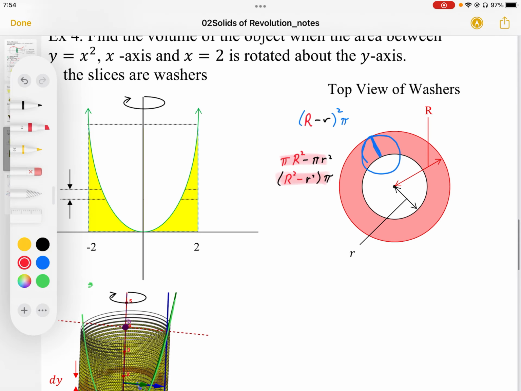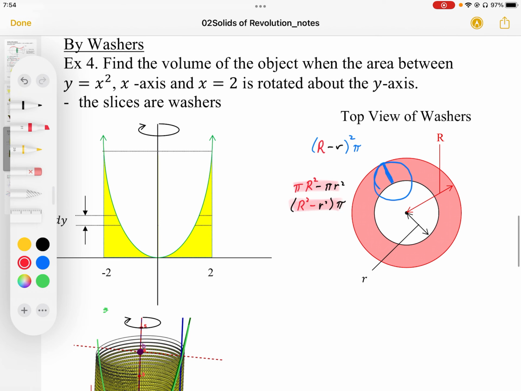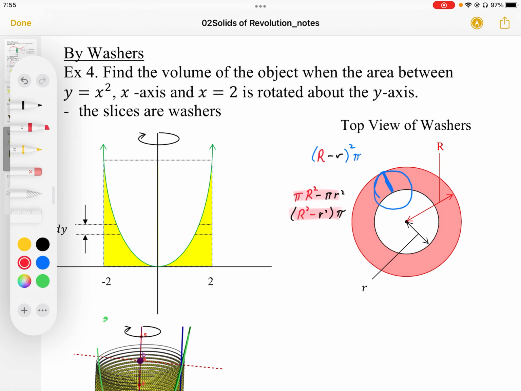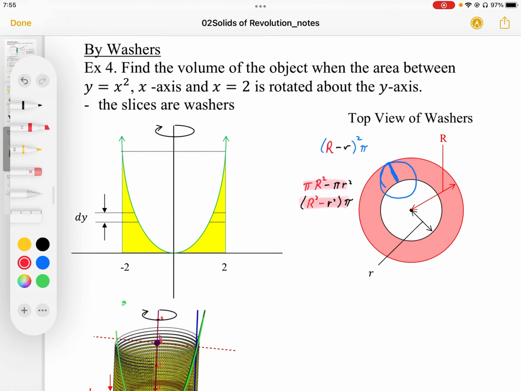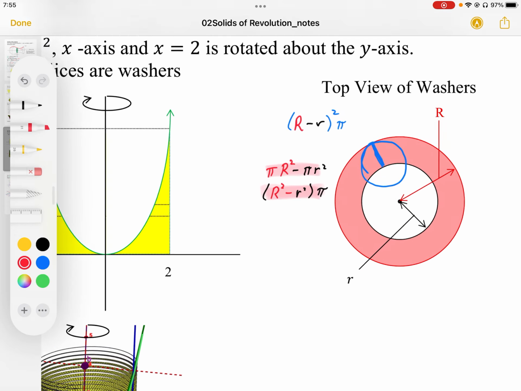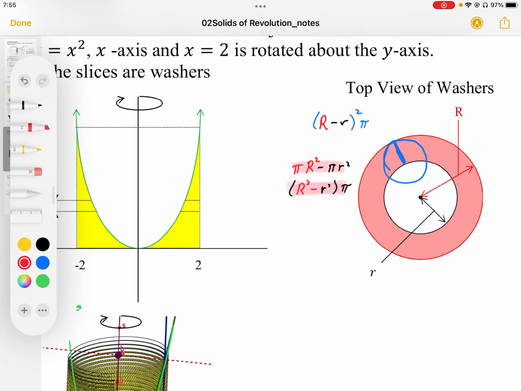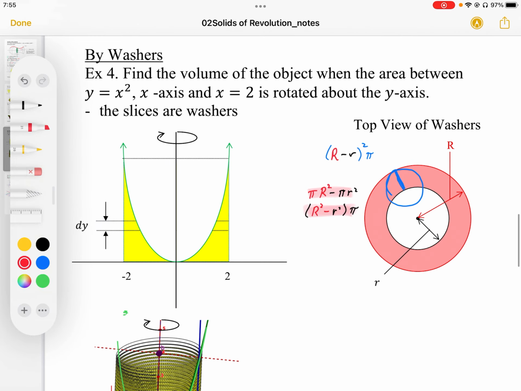Okay, so in this problem here, we are rotating this parabola with an outside edge at x equals 2, and we're rotating that around the y-axis. So the volume that we generate, we're going to slice it along the y-axis, perpendicular to the y-axis, and our cross-sectional areas are going to be washers. So we're going to find the area of these washers. The key is finding the areas of the cross-section.